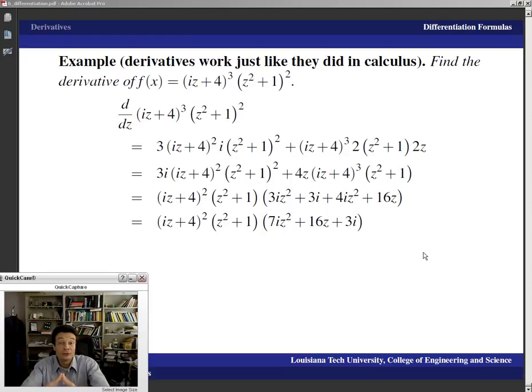So, take a look at what we're doing with differentiation formulas. When you take derivatives, notice that except for the fact that our variable is now called z rather than x, all the rules apply exactly like they did in calculus. And if you have imaginary units in there, if you've got i's in there, remember that they act just like constants, so that should not be too much of a problem.